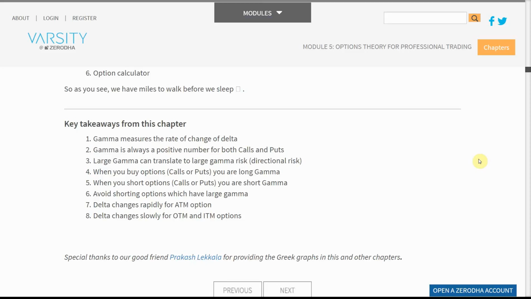Key takeaways from this chapter. Gamma measures the rate of change of delta. Gamma is always a positive number for both calls and puts. Large gamma can translate to large gamma risk, directional risk. When you buy options, calls or puts, you are long gamma. When you short options, calls or puts, you are short gamma. Avoid shorting options which have large gamma. Delta changes rapidly for ATM option. Delta changes slowly for OTM and ITM options.